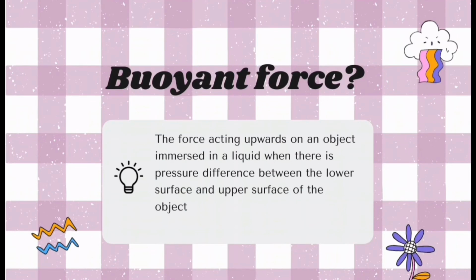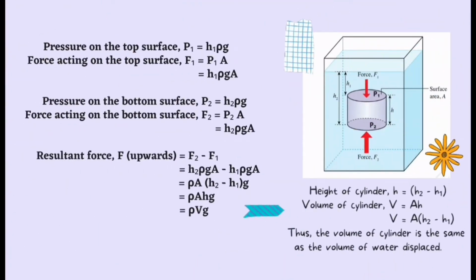Now that we know the history of Archimedes' principle, let's move on to the definition of buoyant force. So, what is buoyant force? Buoyant force is the force acting upwards on an object immersed in a liquid when there is pressure difference between the lower surface and the upper surface of the object. Let's look at the diagram shown.